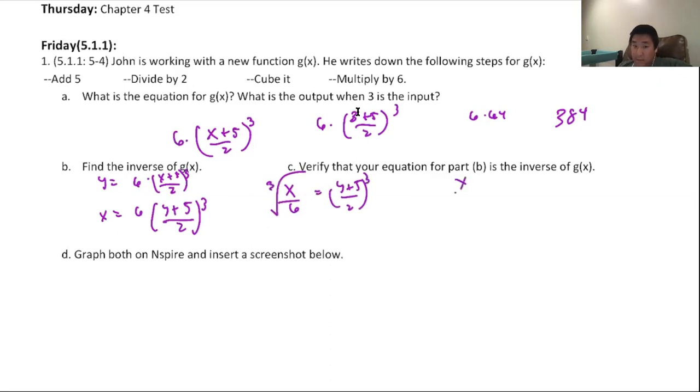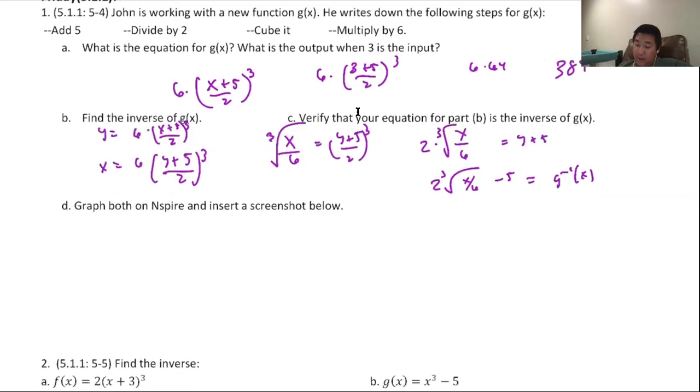So I have the cube root of x over 6 equals y plus 5 over 2. Then multiply by 2, and then minus 5: 2 times the cube root of x over 6, minus 5, equals the inverse of x. Then you plug in 384 and you should get 3. And then you graph them both and see what you get.